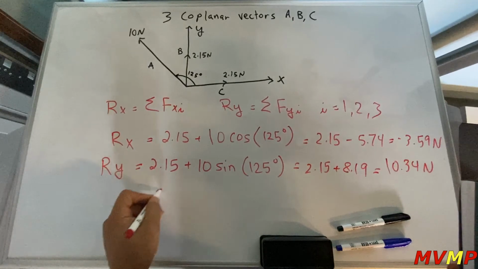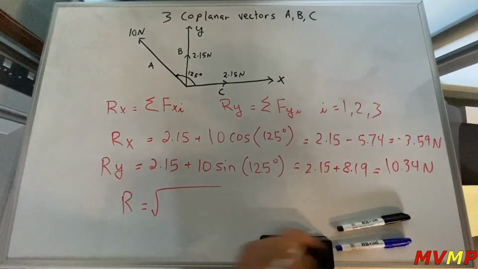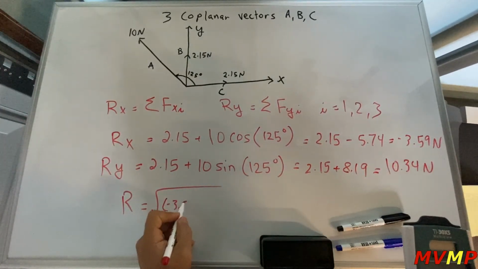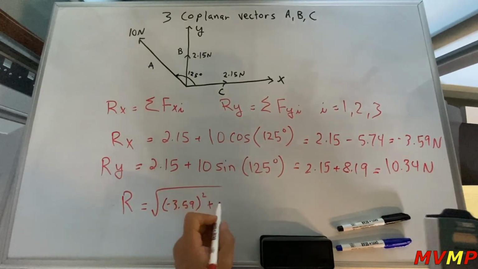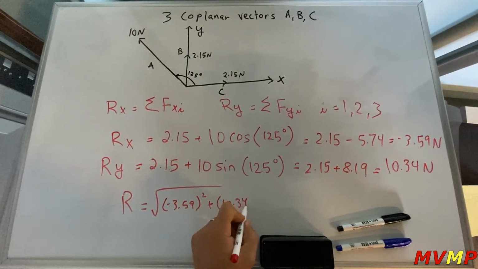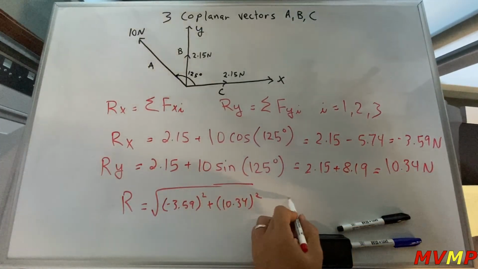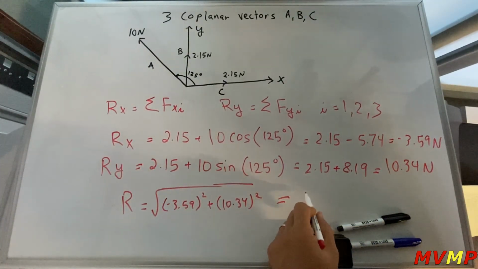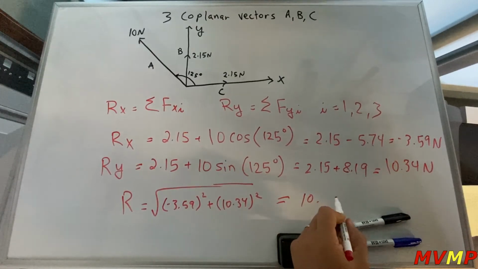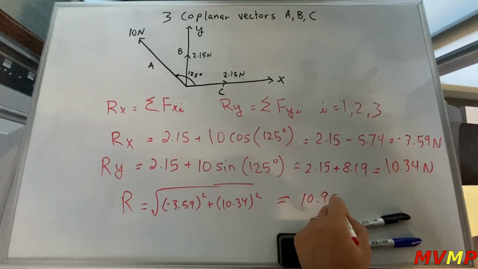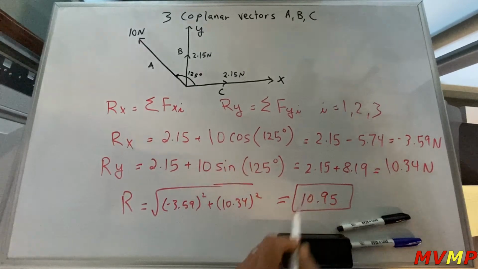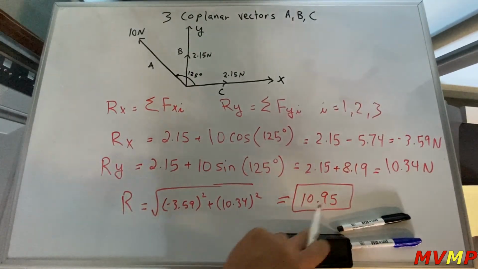And now, since the problem asks for the magnitude, what do we do? We take the magnitude of these two. So negative 3.59 squared plus 10.34 squared, and our final answer will be 10.95. So you look for the answer that is closest to that.